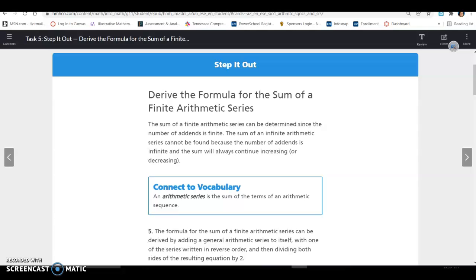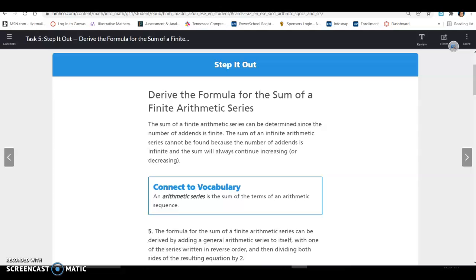Lesson 13.2, Task 5. Derive the formula for the sum of a finite arithmetic series. The sum of a finite arithmetic series can be determined since the number of addends is finite. The sum of an infinite arithmetic series cannot be found because the number of addends is infinite and the sum will always continue increasing or decreasing.